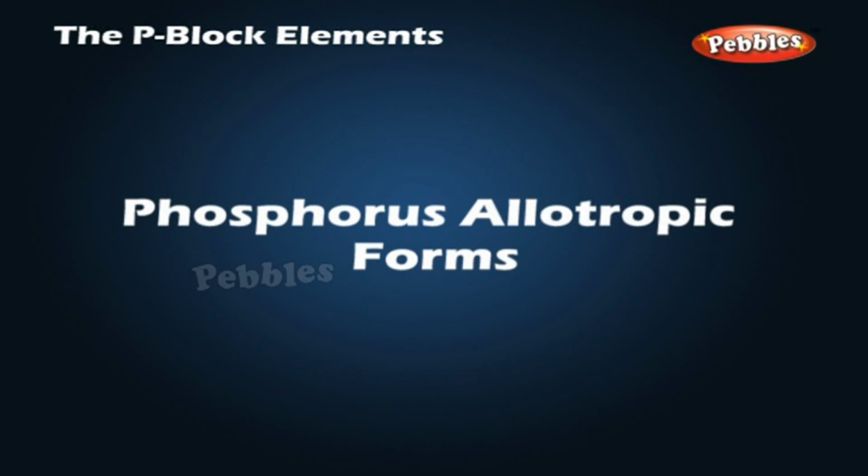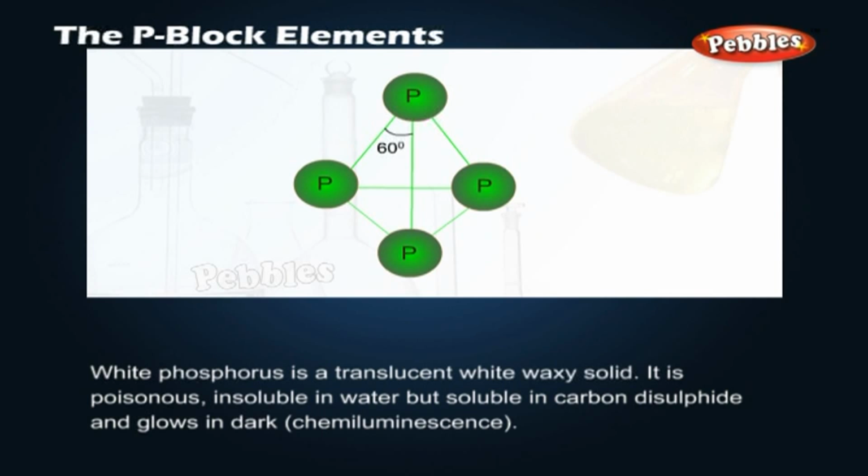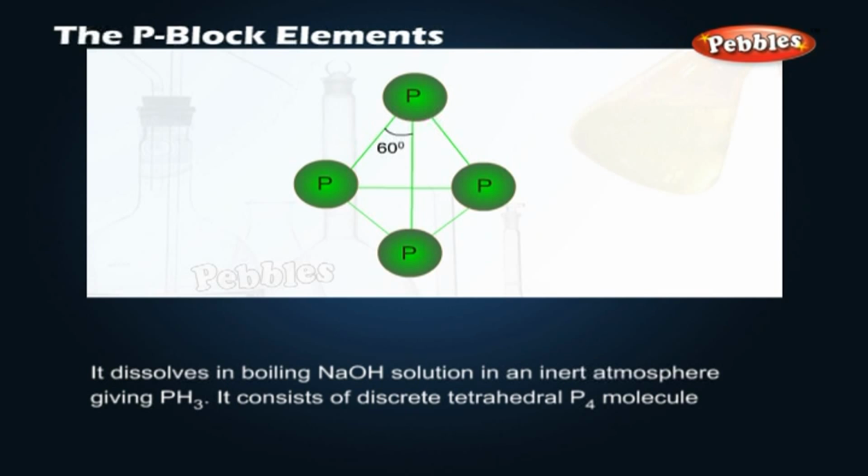Phosphorus allotropic forms. White phosphorus is a translucent white waxy solid. It is poisonous, insoluble in water but soluble in carbon disulfide, and glows in the dark. It dissolves in boiling NaOH solution in an inert atmosphere giving PH3. It consists of discrete tetrahedral P4 molecules.